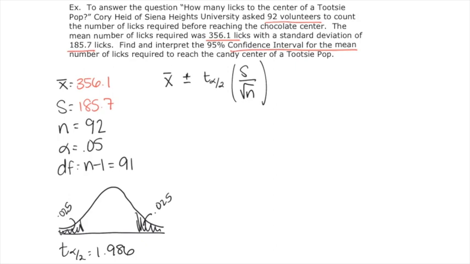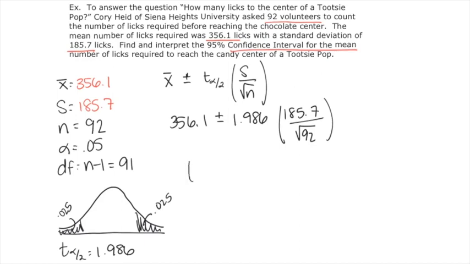Now that we have all the corresponding values of our unknowns, we plug and chug. 356.1 plus or minus 1.986 times 185.7 divided by the square root of 92. Be careful, n is still 92, just our degrees of freedom is 91. Now, again, this is two separate calculations. Go ahead and pause the video while you type this in and come back and check your answers.